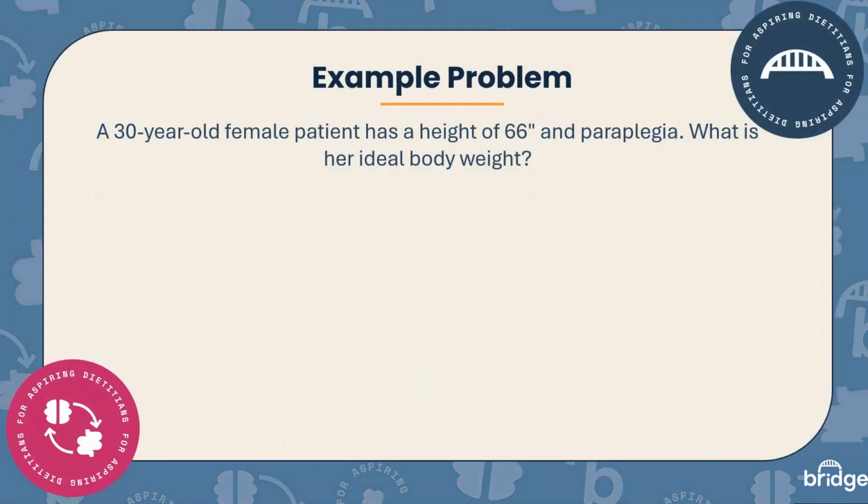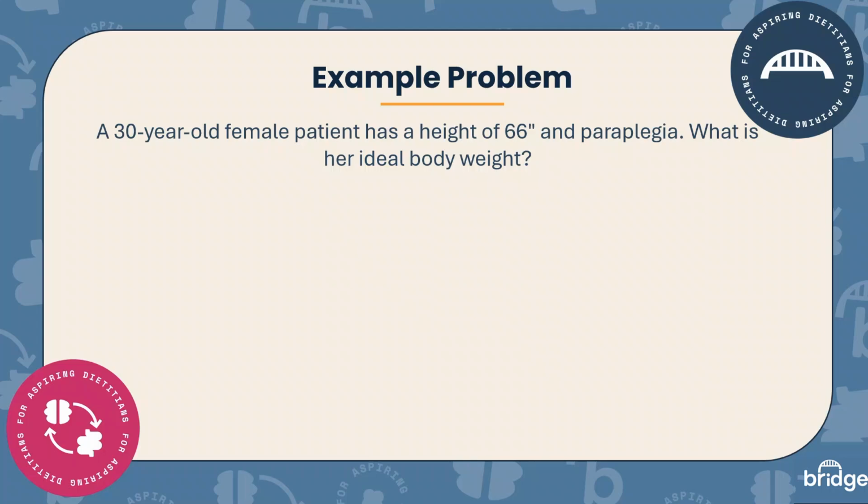Let's try another one. In this problem, we have a 30-year-old patient who is 66 inches tall and she has paraplegia. We want to calculate her ideal body weight. Definitely pause this one and try it on your own, because I'll be there for you all the time, except on the RD exam. That's when I won't be there.